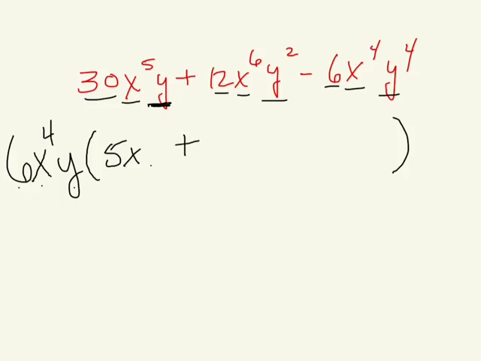Okay, plus 6 times what is 12? A positive 2. 6 times positive 2 is 12. X to the 4th times what is x to the 6th? Well, x to the 4th times x squared is x to the 6th. Y times what is y squared? Well, y times y is y squared. Okay, 6 times what is negative 6? 6 times a negative 1 is negative 6. X to the 4th times what's x to the 4th? Nothing. Y times what is y to the 4th? Well, y times y to the 3rd is y to the 4th.